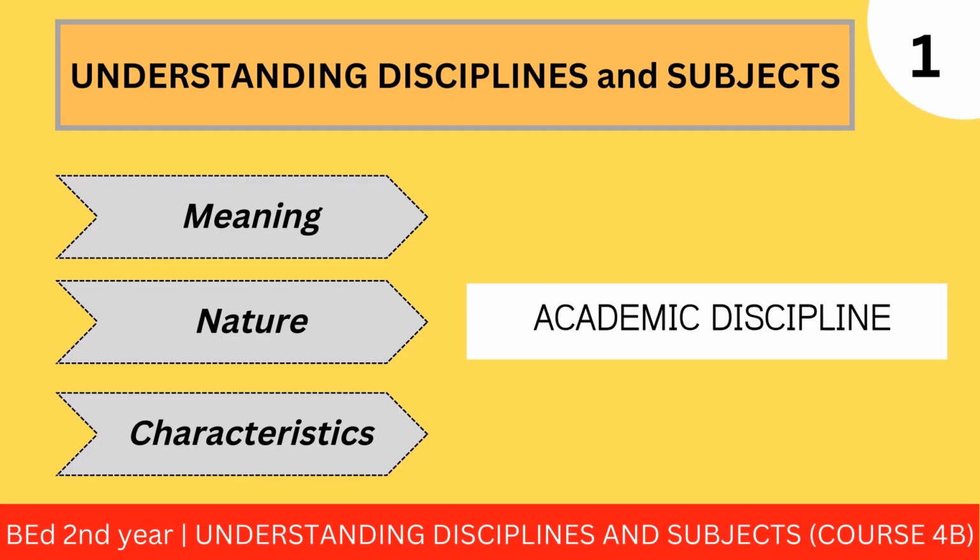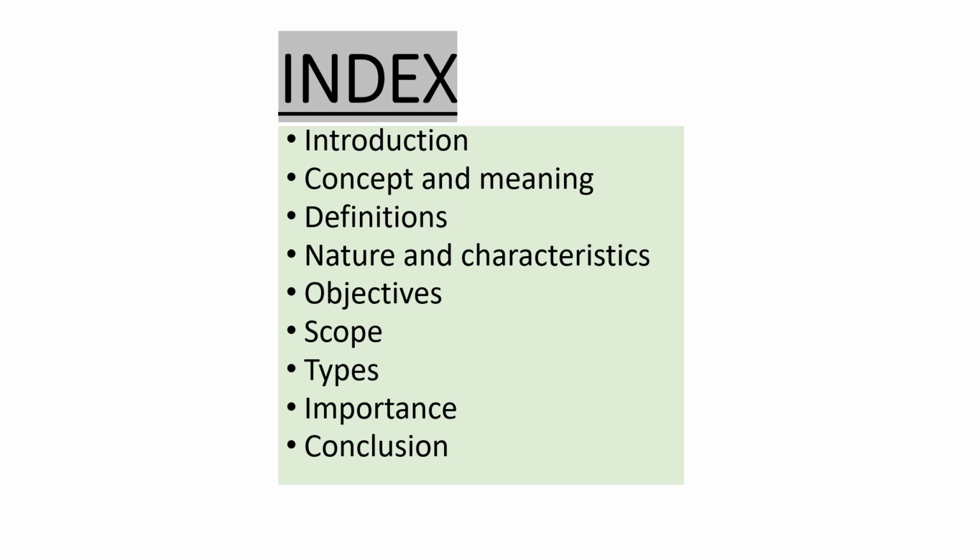In this video, we are going to cover certain topics of the course Understanding Discipline and Subjects. And the topics are meaning, nature, and characteristics of academic disciplines. So, with respect to the same, following topics are to be covered. Now, let's move on to each of the topics one by one.